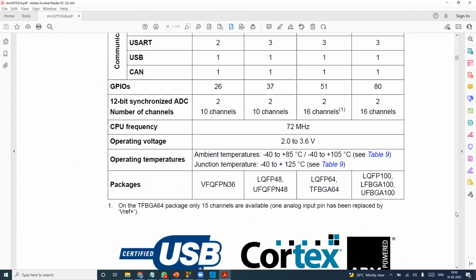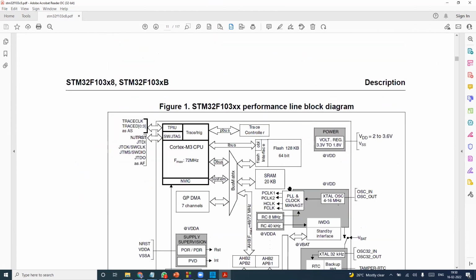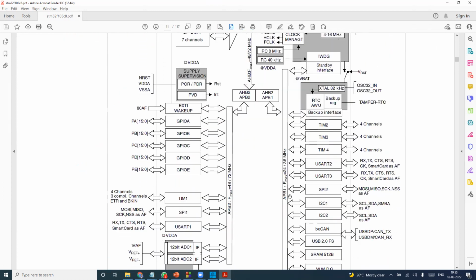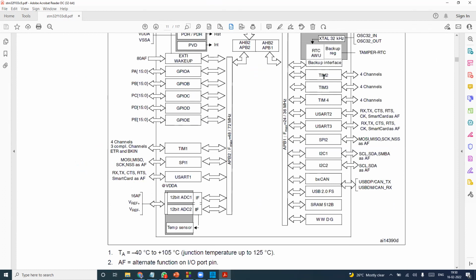Now see the bottom. This is what you have to see, this block of controllers. You see that? Timer, we are going to discuss next class. And UART, it's called communication. And SPI, another communication. I2C, CAN, USB, ADC. See? Temperature sensor.